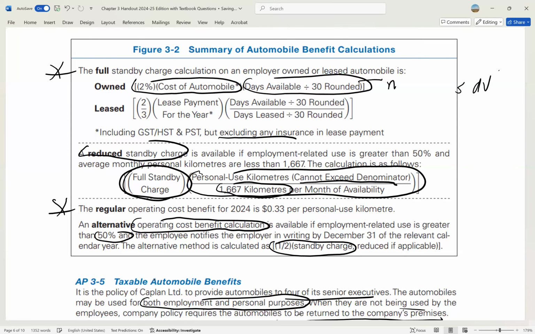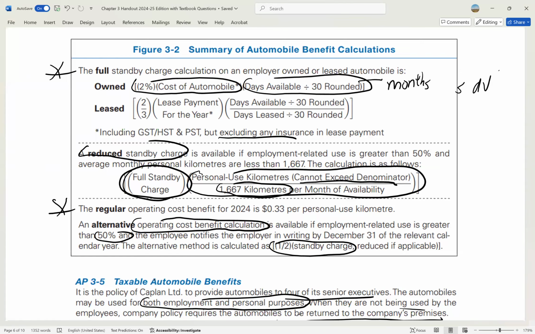This is just trying to figure out the months available. So once again, if the car, let's say, was available for 100 days, you would take 100 divided by 30, and you would get 3.3. That will be rounded down to 3 months. If you were told it was available for 115 days, divided by 30, it would be 3.8. That would be rounded up to 4 months. So that's why they have days available divided by 30 rounded, but basically they're looking for the months of availability.